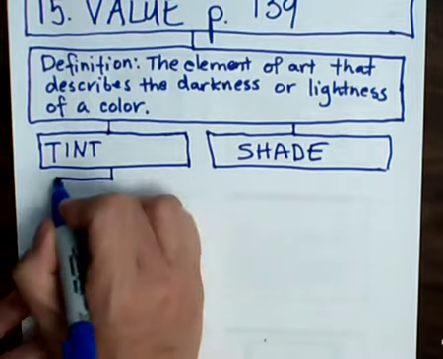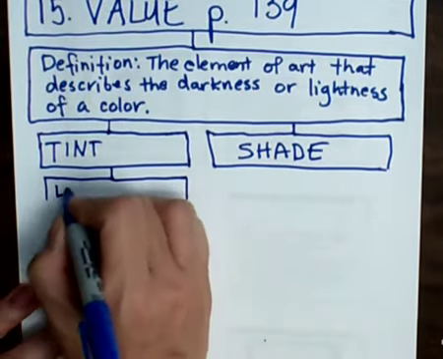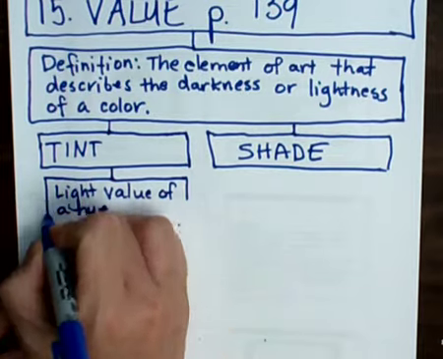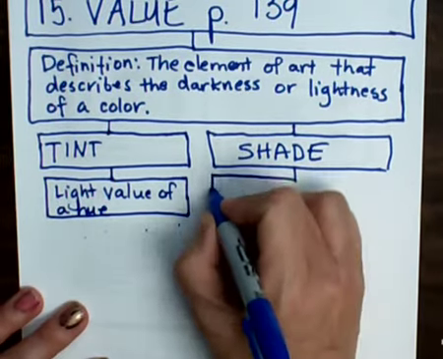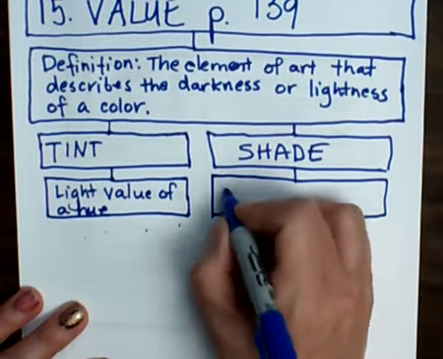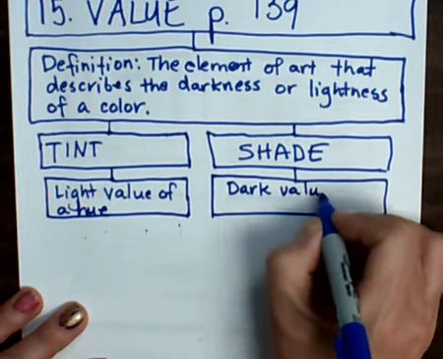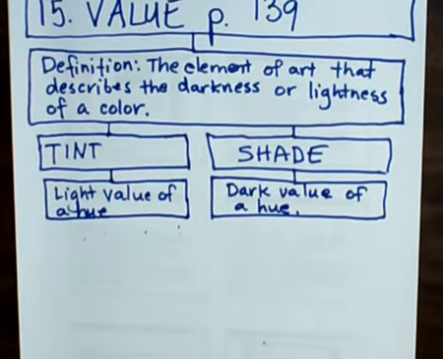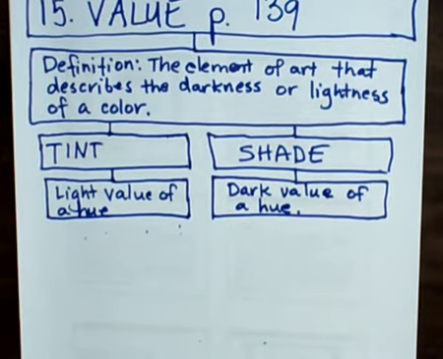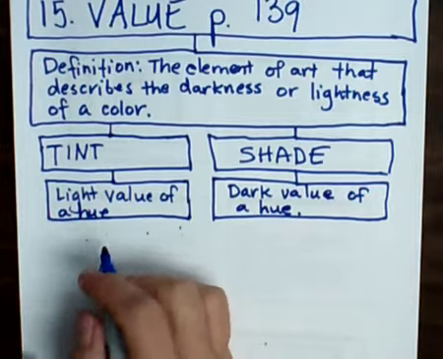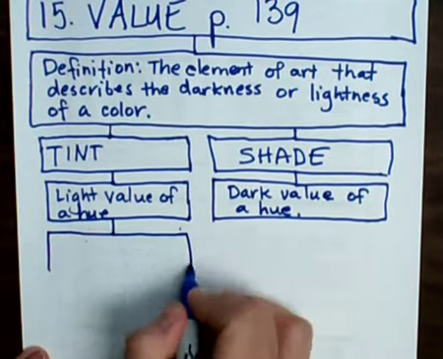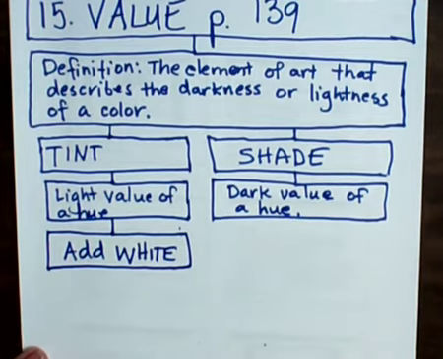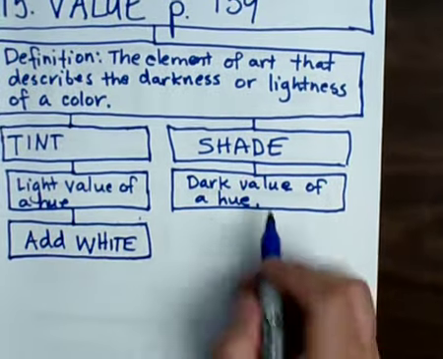Okay, so the definition of the tint is just the light value of a hue. And the shade, as we know, is what? Dark value. Very good. Okay, so how do we change the value of a color? How do you think you make a color lighter? How do you make a tint? You add white, right? Likewise, if you wanted to take red and make it darker, what would you add? Black. Yes.